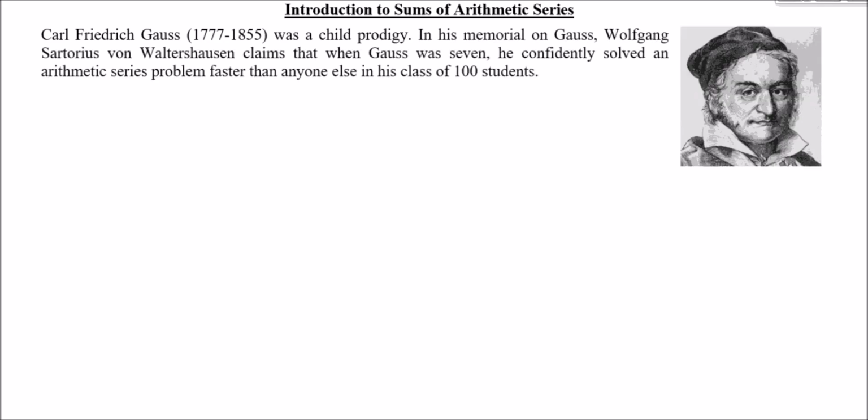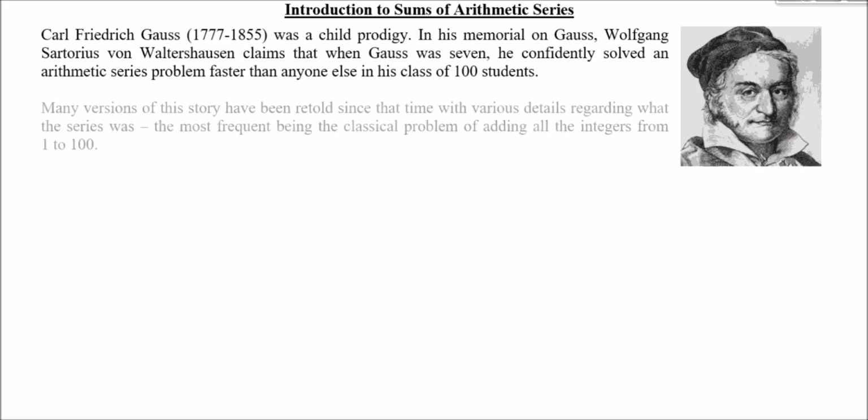So in his memorial on Gauss, his biographer, Wolfgang Sartorius von Waltershausen, claimed that when Gauss was only 7 years old, he confidently solved an arithmetic series problem faster than anyone else in his class of 100 plus students. Many versions of this story have been retold since that time, with various details regarding what the series was. We don't even know for sure if it was true, but given the status of Gauss, I personally do believe it is true. But the most frequent version is that he solved the classical problem of adding all the integers together from 1 to 100. And he gave this answer, according to most, incredibly quickly, to the point where the teacher was startled beyond belief.